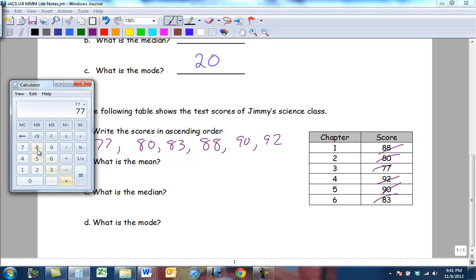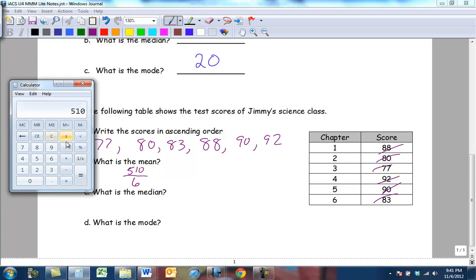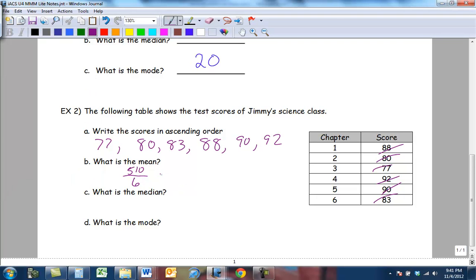77 plus 80. So I got 510. So 510 divided by the number of entries. There seems to be 6 entries here. So divide by 6. And it seems the mean or the average is 85.